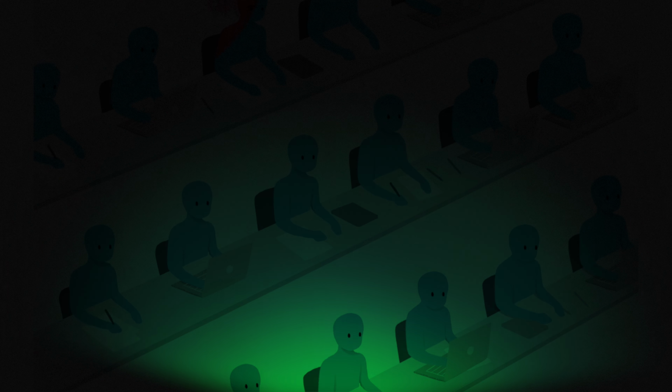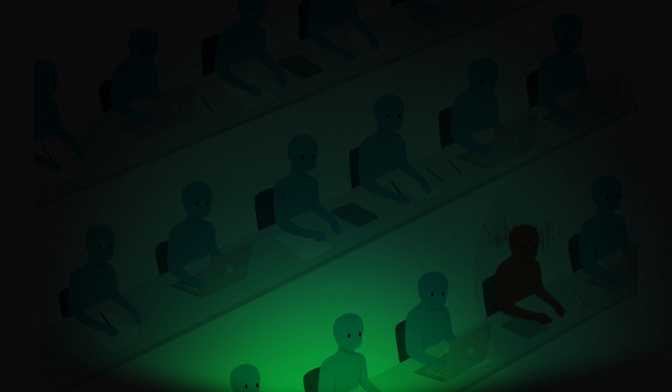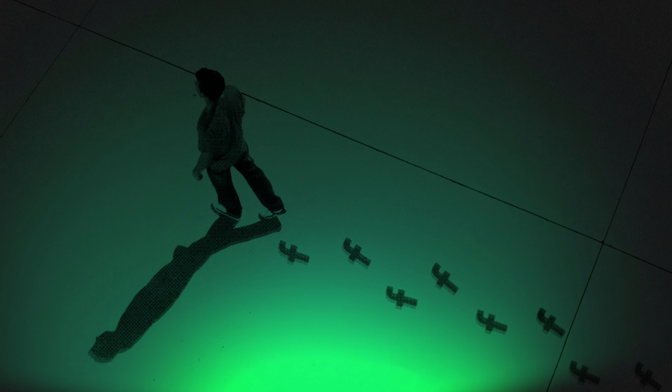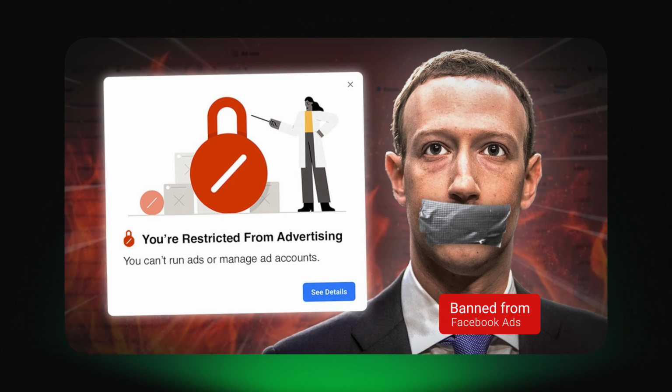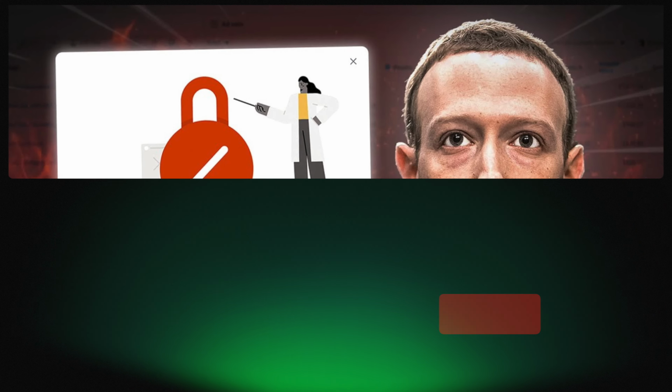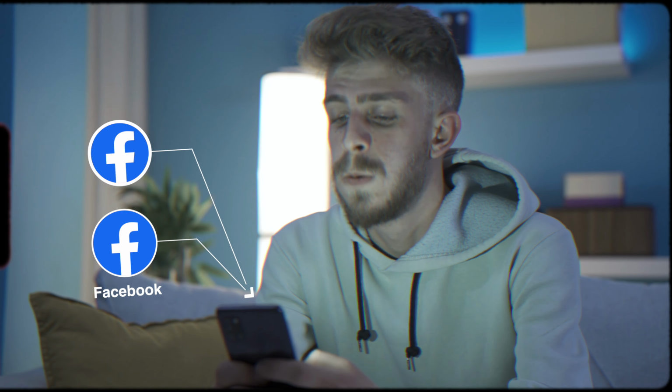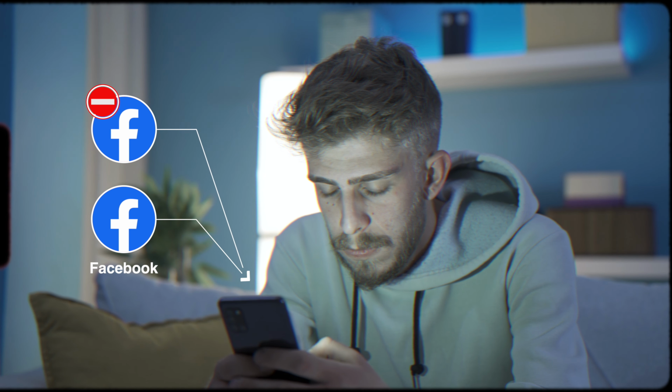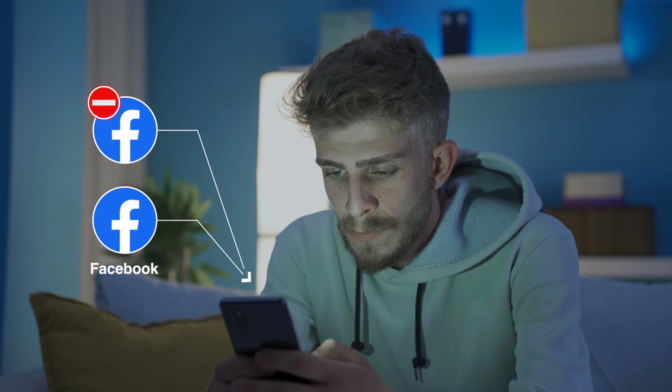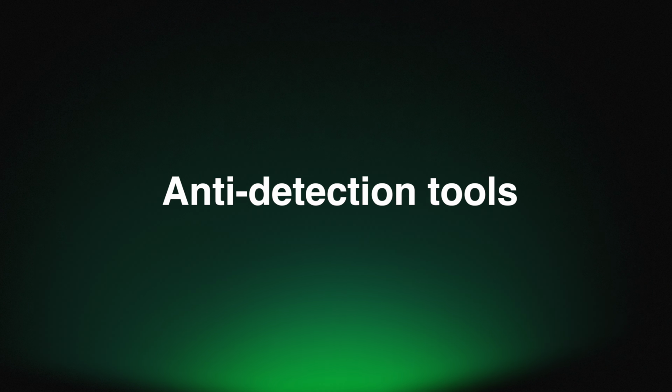Facebook uses advanced detection systems to track accounts, flagging any minor policy violation, which can lead to costly bans and restrictions. Once you're flagged, the process of recovering access is long and tedious, often forcing you to start over. But imagine a way to keep marketing on Facebook without this constant worry of detection and banning. Let me introduce anti-detection tools, which can transform the way you operate.